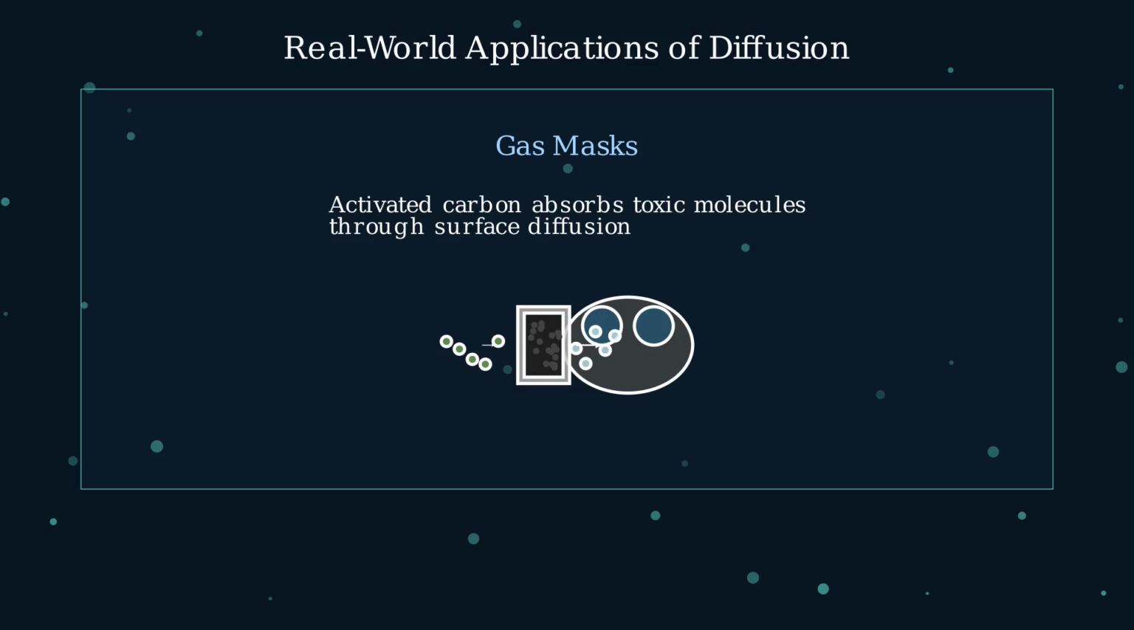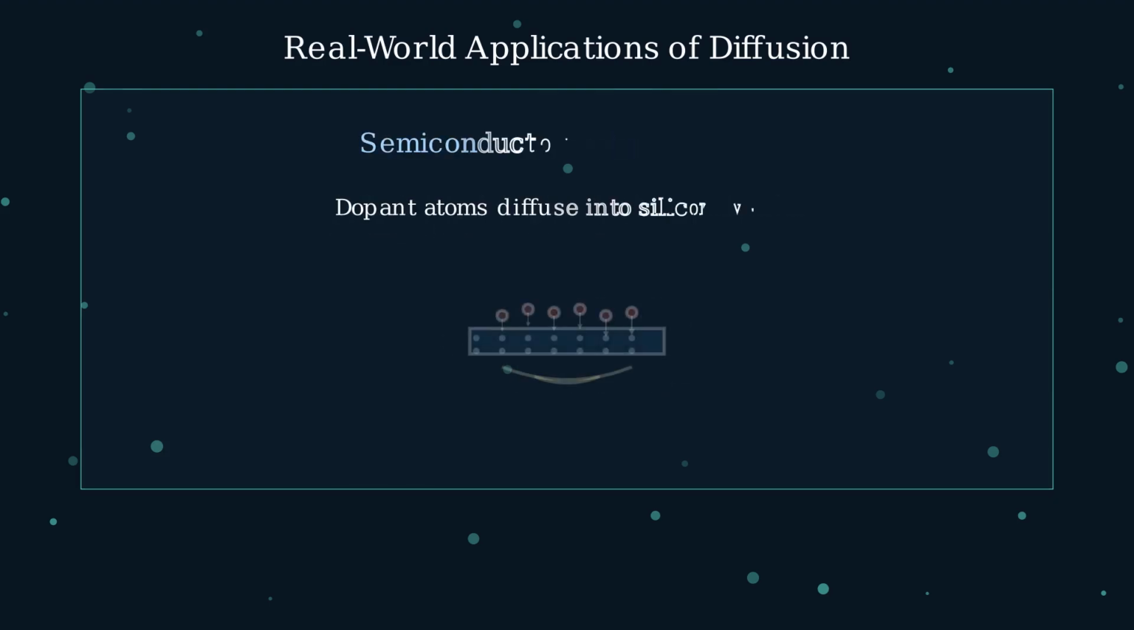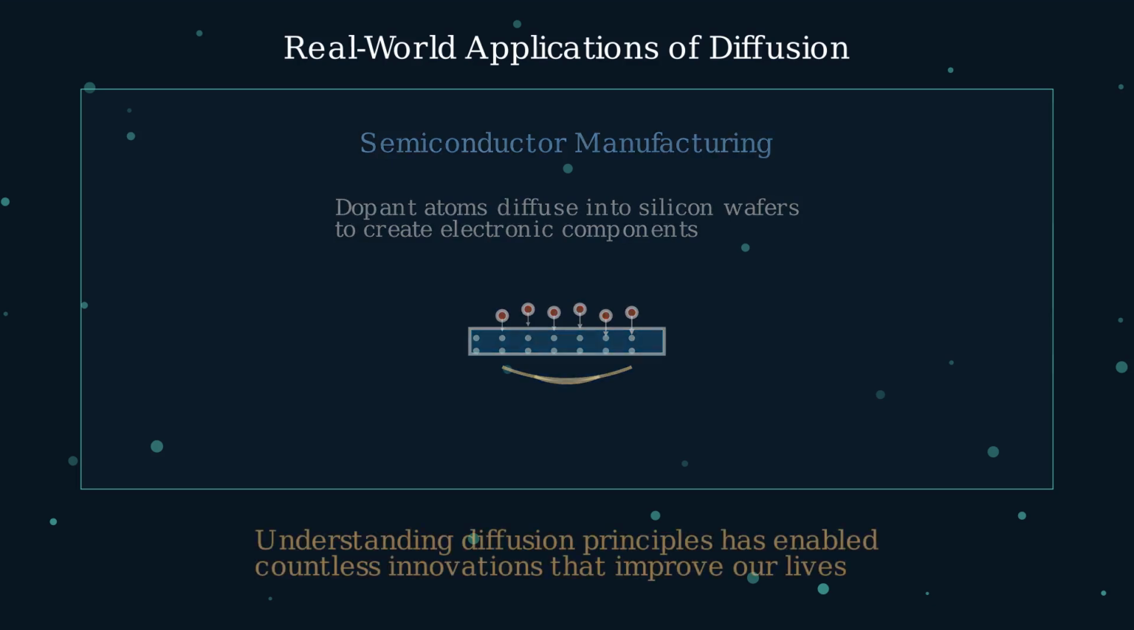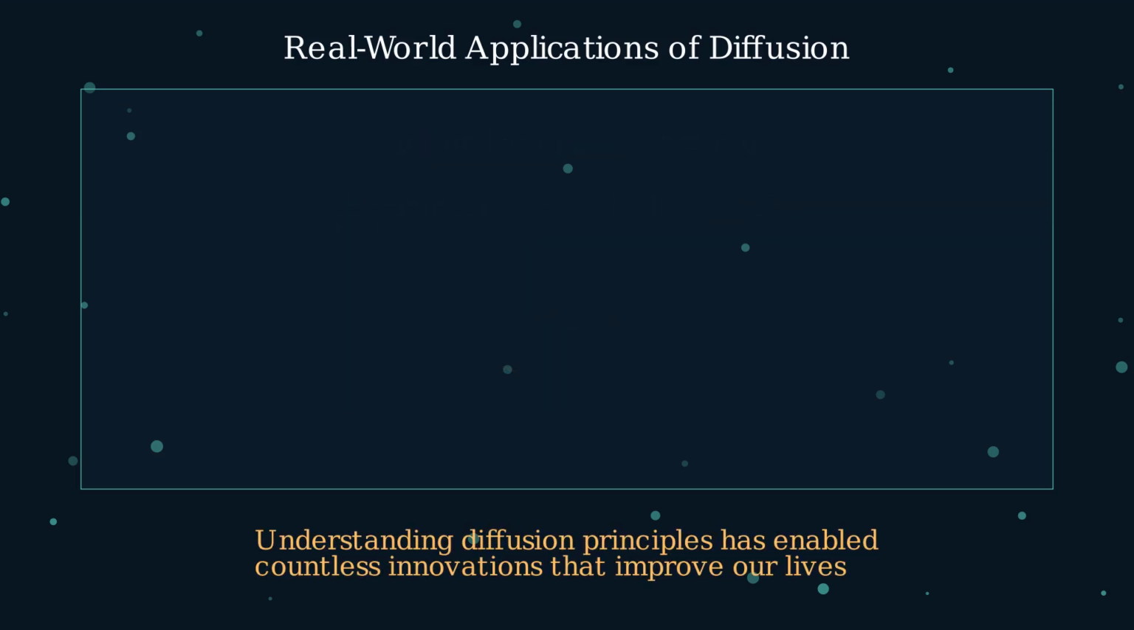In semiconductor manufacturing, diffusion introduces precise amounts of dopant atoms into silicon wafers. This controlled process creates the electrical properties needed for modern electronic devices. Understanding diffusion principles has enabled countless innovations that improve our lives, from life-saving medical treatments to the devices that power our digital world.